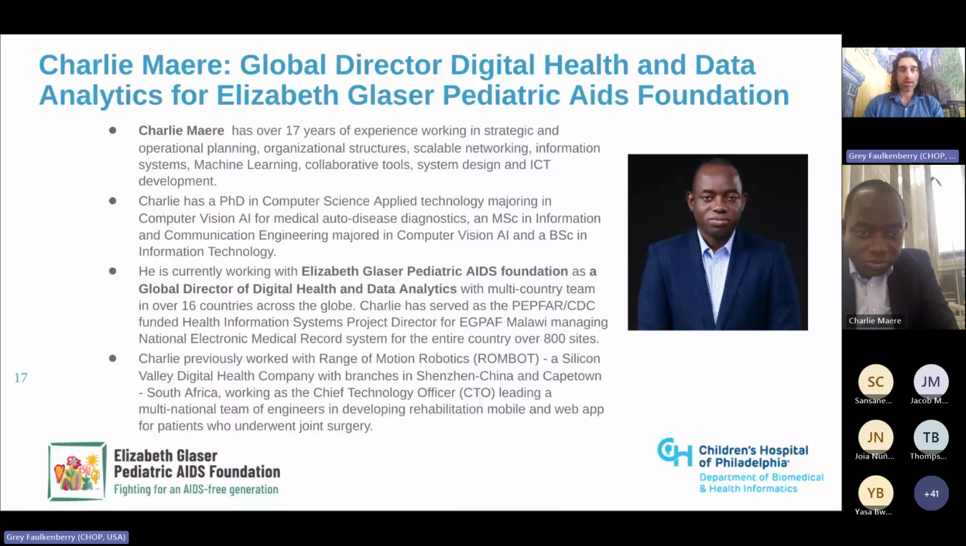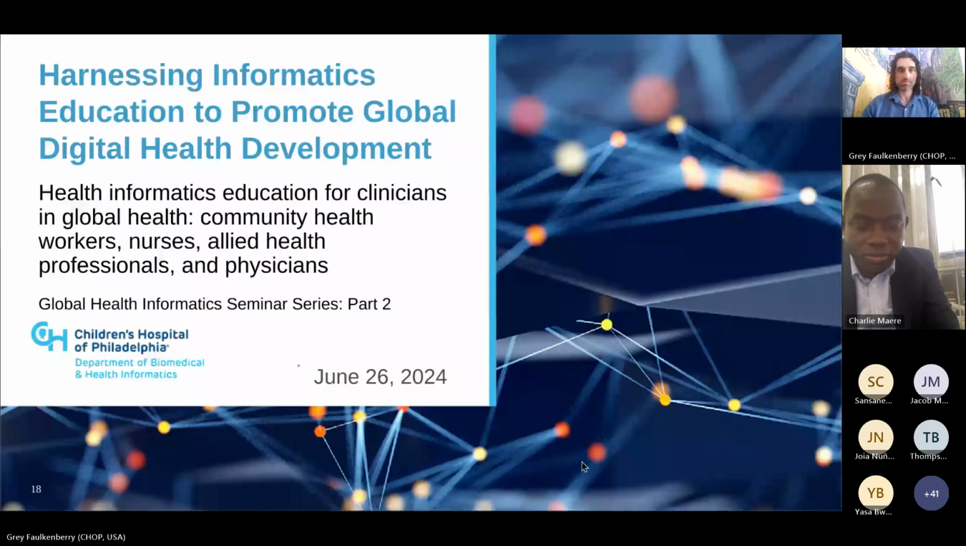He's previously worked with Range of Motion Robotics, a Silicon Valley digital health company with branches in Shenzhen, China, and Cape Town, South Africa, working as CTO, leading a multinational team of engineers in developing rehab, mobile, and web apps for patients who underwent joint surgery. And so with that, I will hand it over to Charlie.